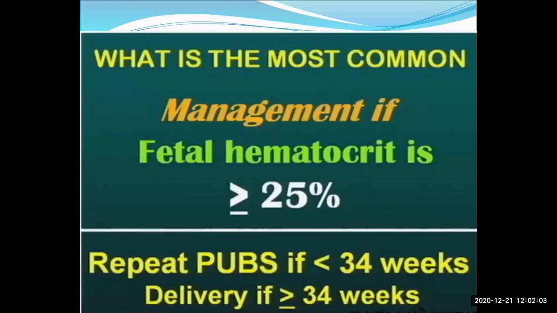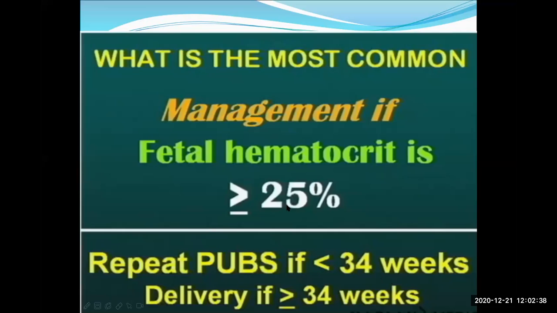Now all of you, please look at this slide. What is the most appropriate management if fetal hematocrit is more than 25%? See this: repeat percutaneous umbilical blood sampling if it is less than 34 weeks, and delivery is done if it is more than or equal to 34 weeks.